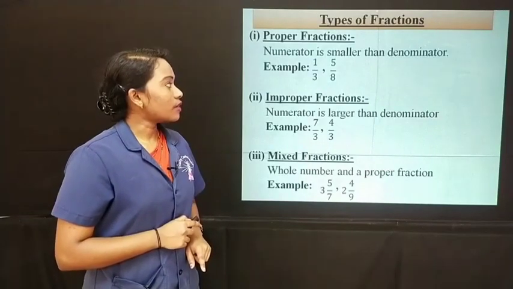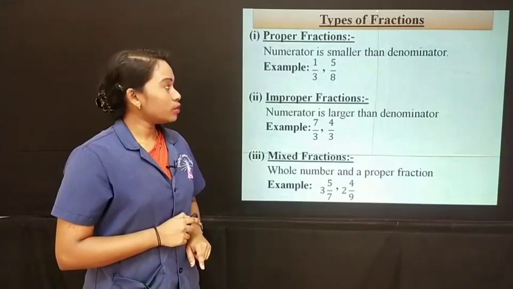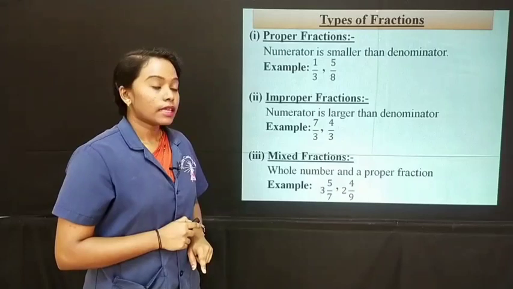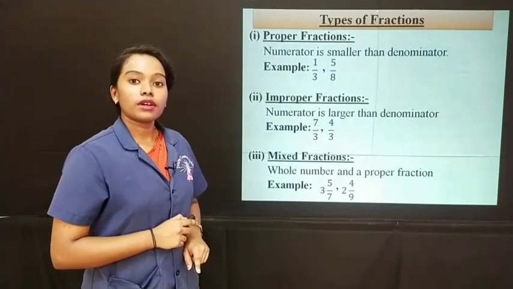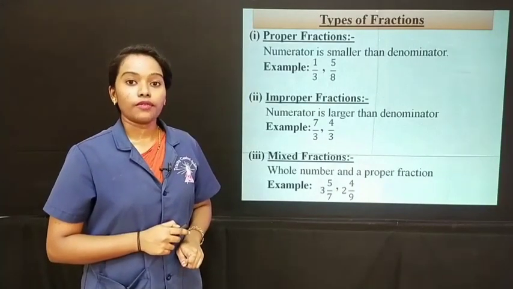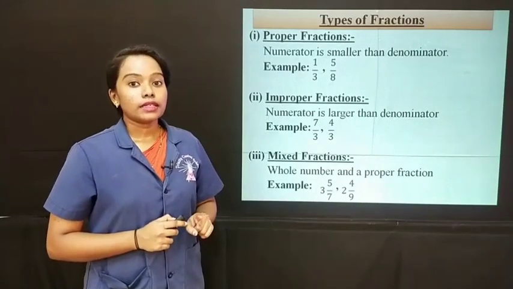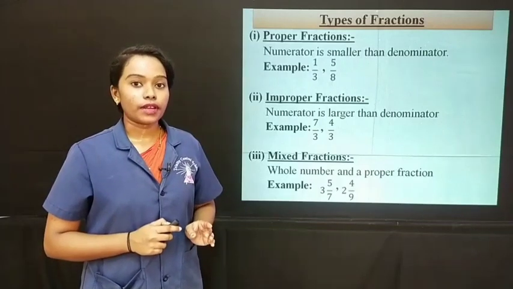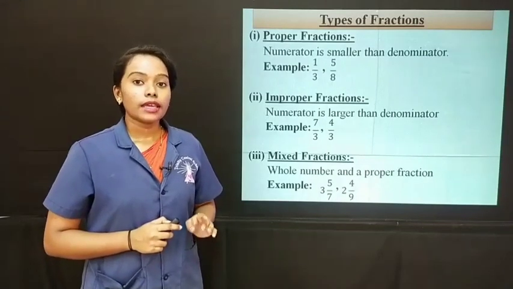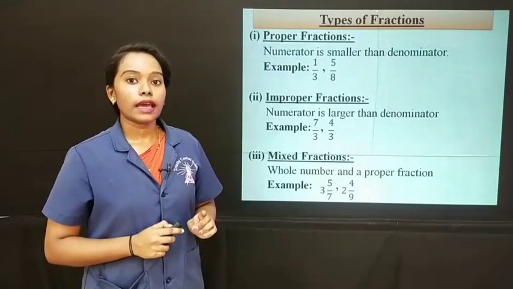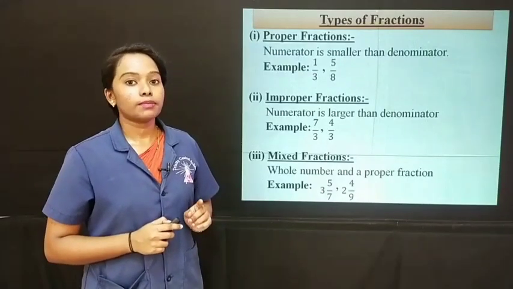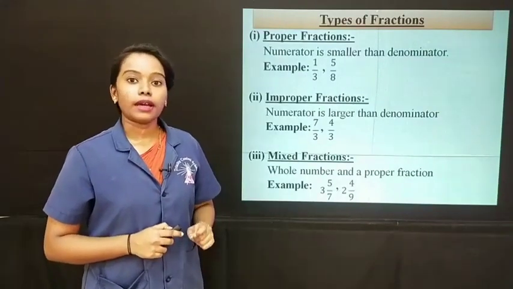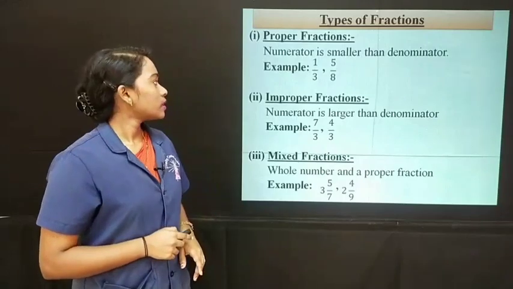And in fraction 5 by 8 also, our numerator 5 is less than the denominator 8. These types of fractions are known as proper fractions, where the numerator is smaller than the denominator. The definition of a proper fraction is a fraction in which the numerator is smaller than the denominator. For example, 1 by 3, 5 by 8, and so on.